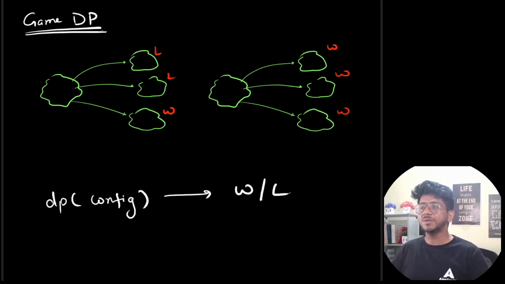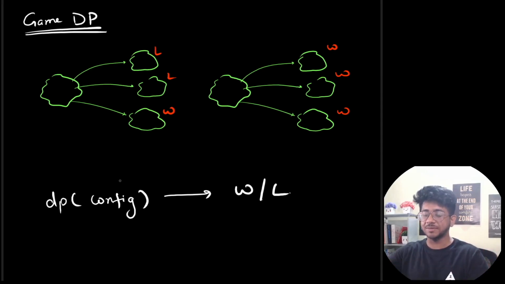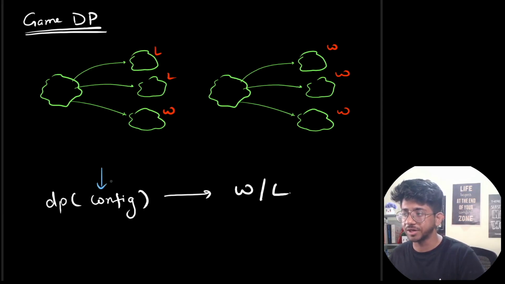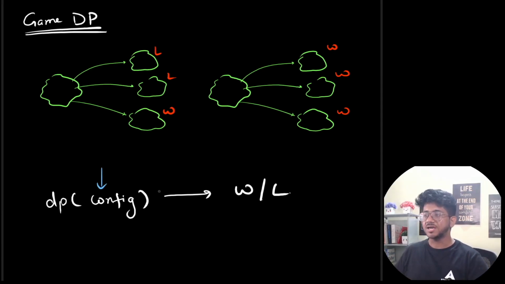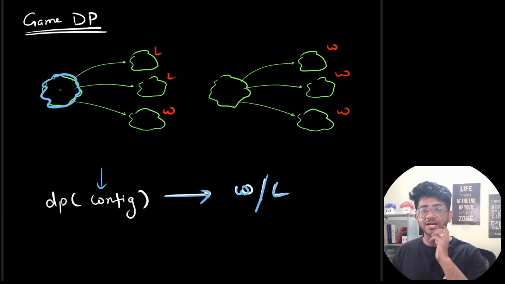And the game DP is something like this: you have DP of config. Config is the board configuration that is currently there, or whichever game is being played, the current scenario, the current pile sizes, the stack sizes and things like this. Whatever is the current scenario goes into the config. And if this is the current scenario, will the player playing right now win or lose is what this DP returns, right? If this is the configuration right now, whether the player playing right now is going to win or lose.